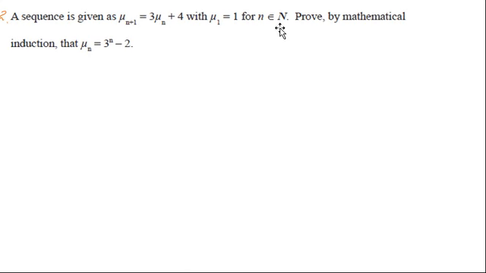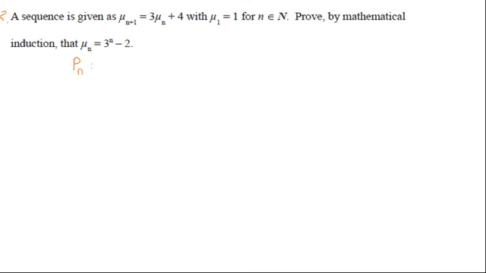Using that now, we're to prove by mathematical induction that un is equal to 3 to the n take away 2. We're going to approach this question just like we did the one for a series. Remember, it's mathematical induction, so we're looking for 3 steps, per se. So the first thing I always encourage you to do is to define what it is you're proving. Give it a name. I'm going to call it Pn. So Pn will represent the statement that I'm proving.